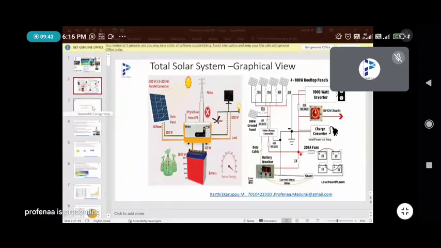See, this is a total solar system. There is the panel, then charging controller, battery and inverter. Other systems are also there, small components like distribution, the DB box, lighting arrangement and everything. We will see one by one.